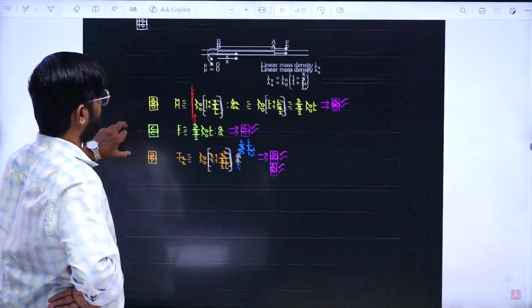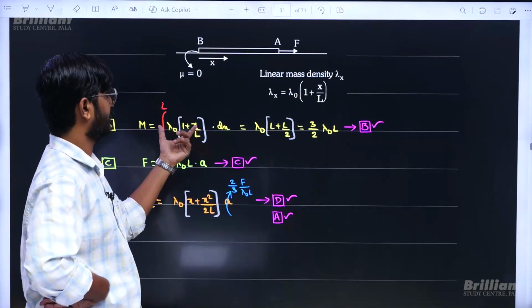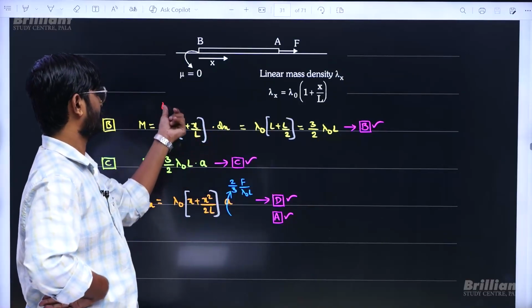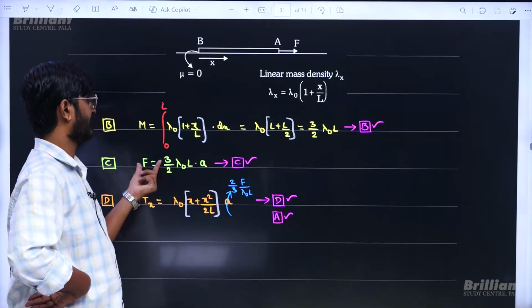So if you want to find the mass, you take some element at a distance x, then its mass will be given by the linear mass density there times that length. When you integrate this from 0 to L, you will get the total mass. Then if you write F equals m into a, you will get the acceleration.